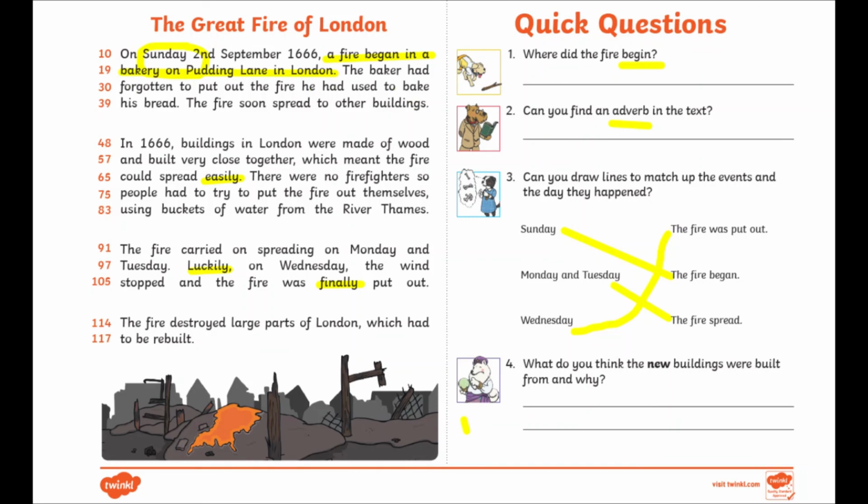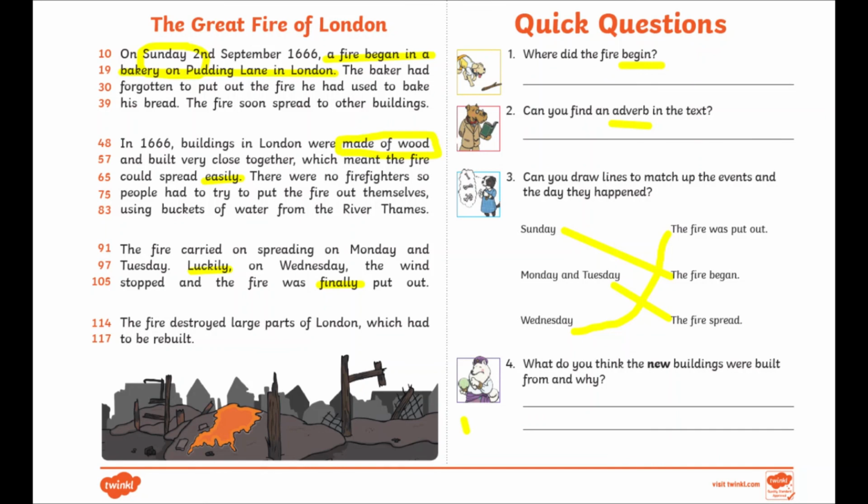We've got buildings here. The fire soon spread to other buildings. Okay, that's not telling us what they were made from. And buildings again. Let's read the whole sentence. In 1666, buildings in London were made of wood. Okay. So this is really helpful because we need to know what the old buildings were made from to help us think about what the new buildings might have been built from. So they were built from wood.